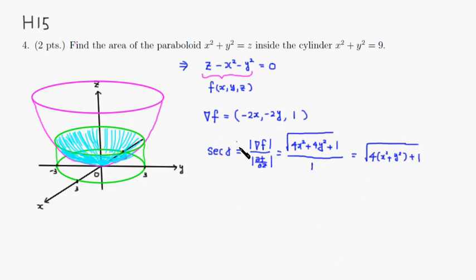Then we just need to do the integral. The surface area A is the integral over the disk on the bottom, the disk with radius 3, which I'm going to call D. So you have the integral over D of the secant of gamma, the square root of 4 times (x squared plus y squared) plus 1, dx dy.